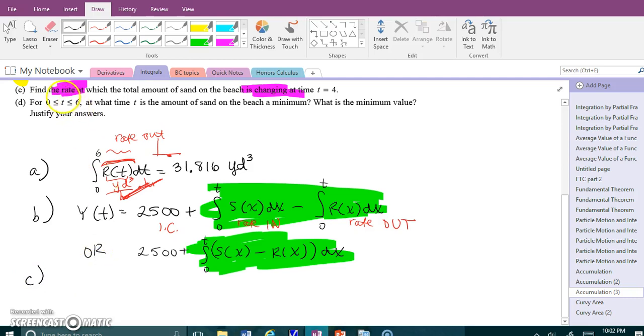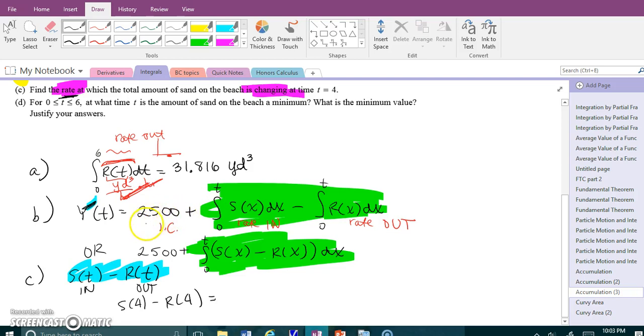So in order to end up with a rate, I should be working with rates. So I don't need an actual integral. So what I'm going to do is take the rate in minus the rate out and combine them. So I'm going to do it for S of 4 minus R of 4. Notation counts here. And just realize that if you end up with just this statement, that is equivalent to doing the derivative of this function right here, which is the total amount.